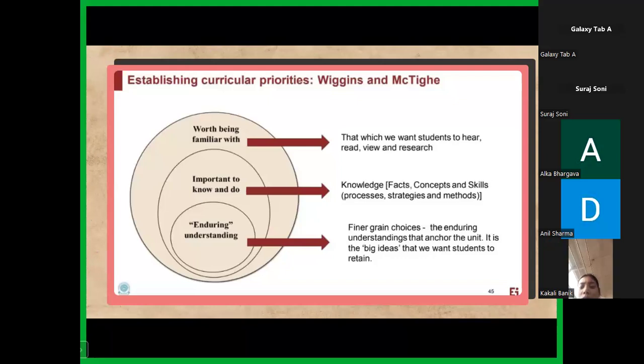We have this very beautiful diagram given by Wiggins and McTighe in the book Understanding by Design. This basically will help you classify your chapter under different heads. Whatever is your content for every chapter, classify your content under these three heads: worth being familiar with, important to know and do, and enduring understanding. Right? Now, worth being familiar with are the things which you want students just to hear, read, review, view and research. ठीक है, बच्चा जो है वो देख ले, समझ ले, घर जाके अपना थोड़ा बहुत उस पर पढ़ ले. But we are not focusing much on that.